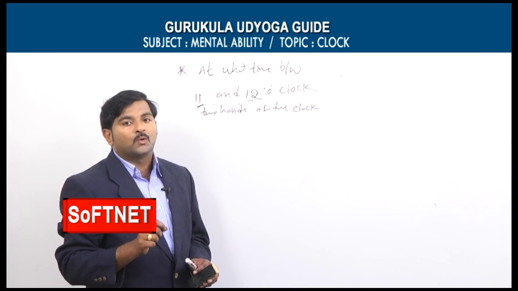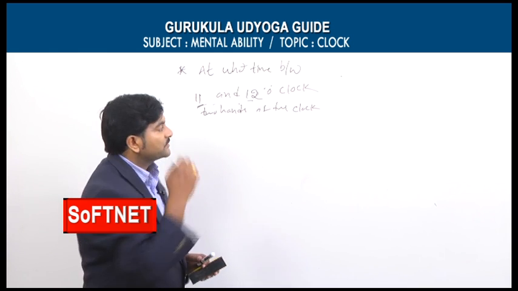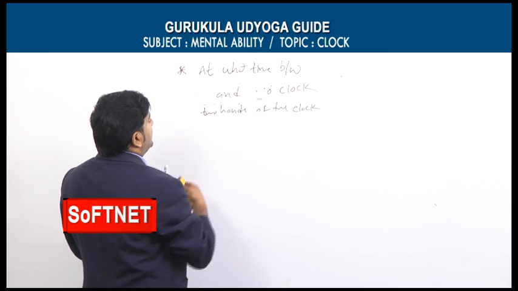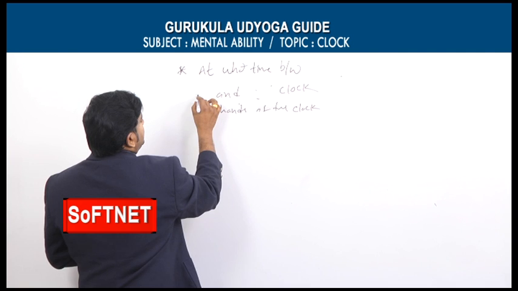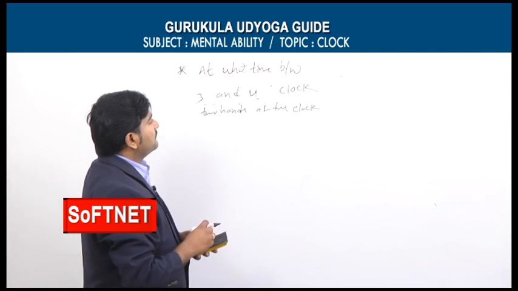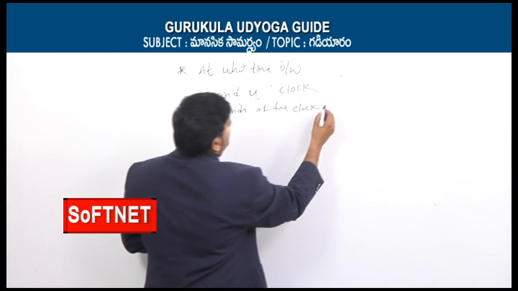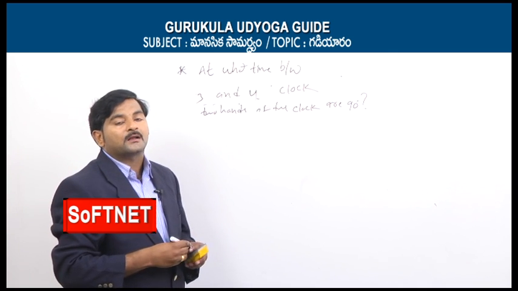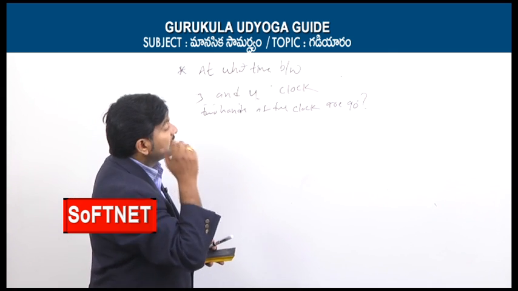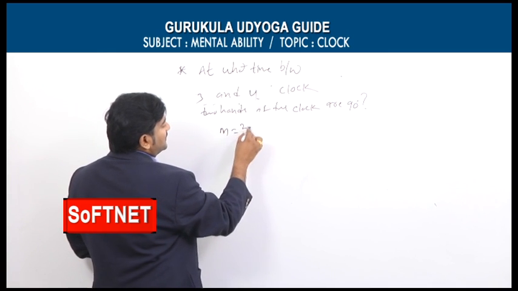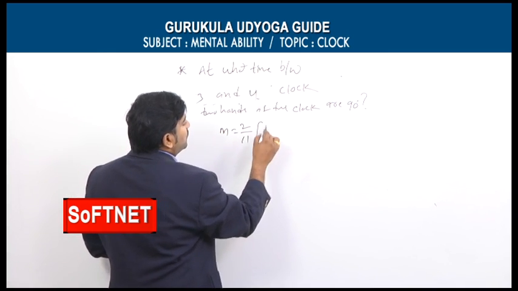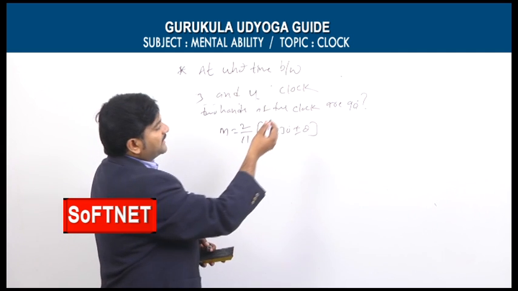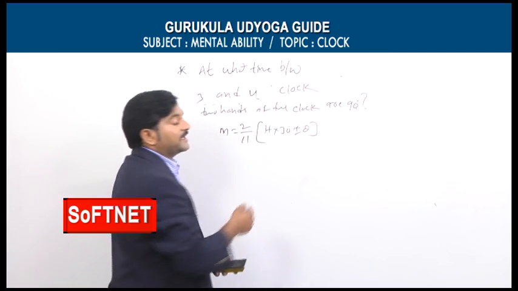For every 1 hour, two hands are perpendicular to each other 2 times. What does it mean? Now this we'll discuss by taking one example. Let's take 3 and 4. At what time between 3 and 4 o'clock are the two hands of the clock 90 degrees, or both the hands perpendicular to each other? Again, we have a condition. The formula is again the same: M is equal to 2 by 11 into h into 30 plus or minus theta. Clearly theta is 90, but again we need to take plus 90 or minus 90.